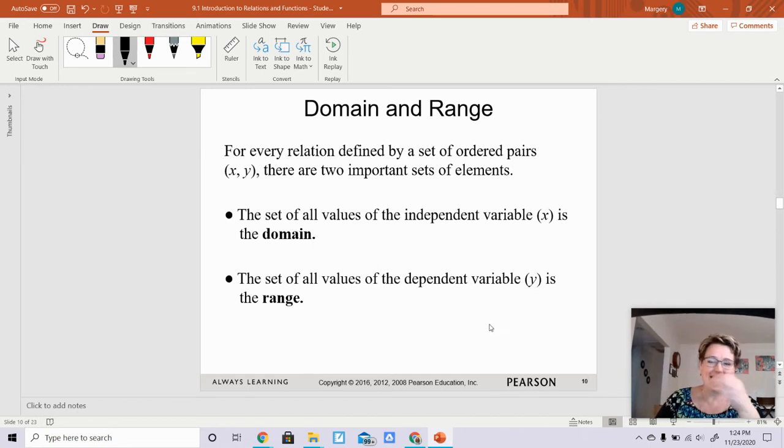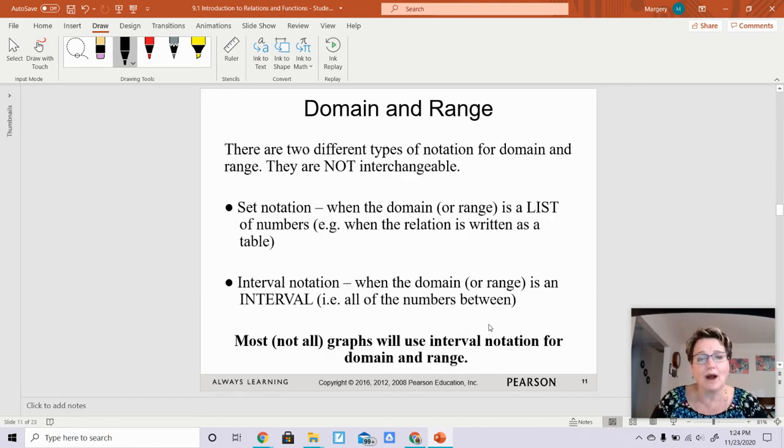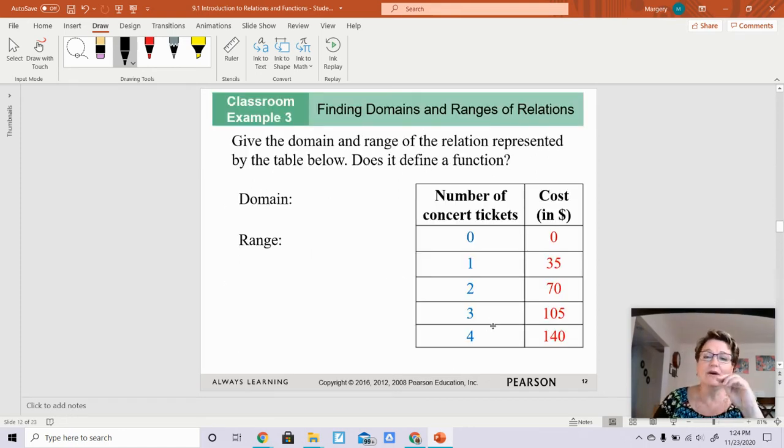All right. Now, remember the domain are your X values. The range are your Y values. And then we're going to talk about interval notation in just a second. So if you are given a table like this, we have our X values and we have our Y values. If it makes it easier for you, just put X here and put Y here. That way you can visually see it.